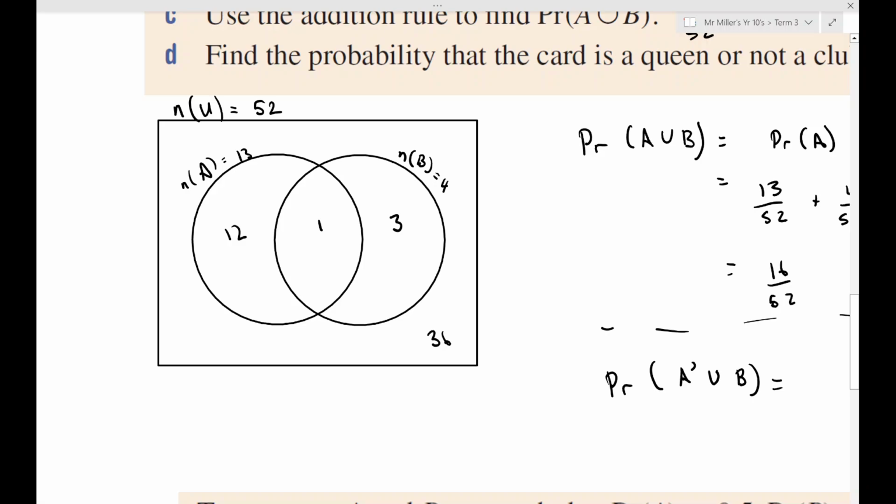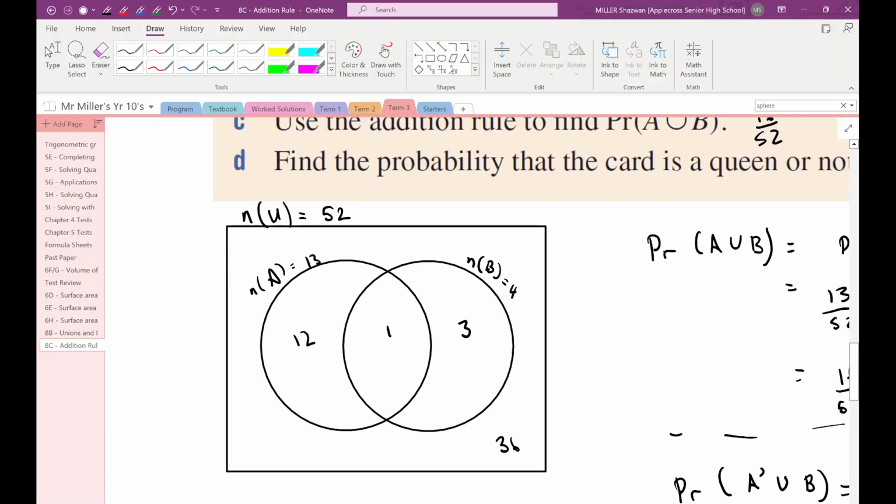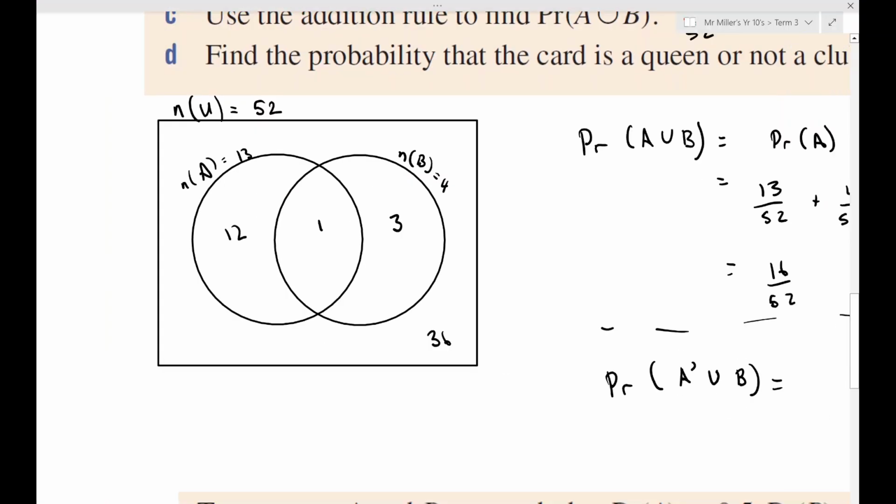Well, that's going to be all of B plus all of what is not A. So let's consider what's not A first of all. That's going to be, let me get a highlighter out. That's going to be, well, this border outside region, that's not going to be A.